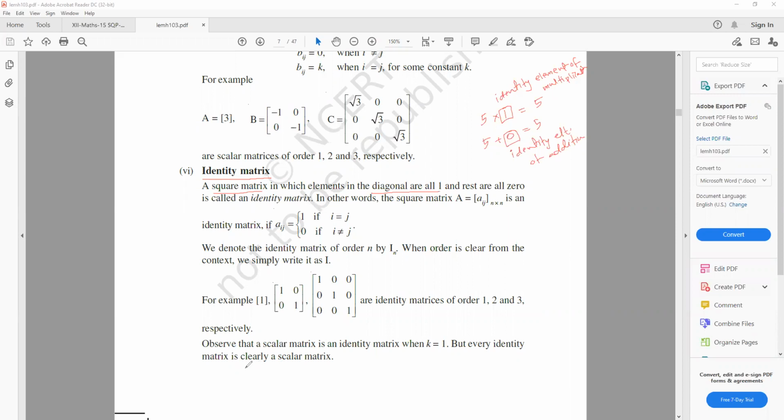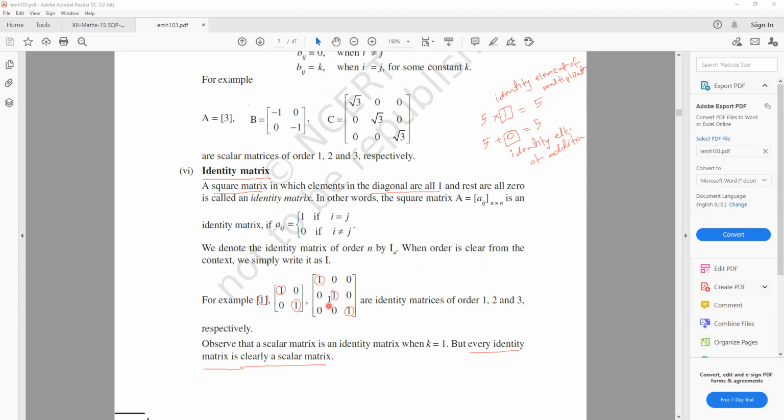Okay. So clearly it's a scalar matrix. So every identity matrix is a scalar matrix, and also a square matrix. It's a diagonal matrix because diagonal छोड़ के बाकी सभी elements 0 है, and all the diagonal elements are same, so it's a scalar matrix. In particular, all the diagonal elements are 1. That type of matrix is known as identity matrix. So this is identity matrix of order 1. This one is identity matrix of order 2. Third one is identity matrix of order 3.